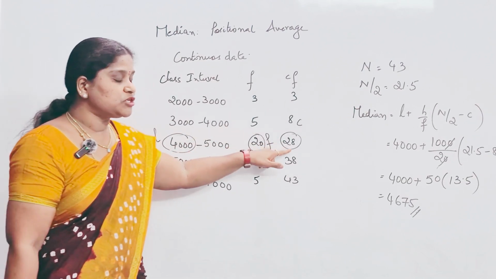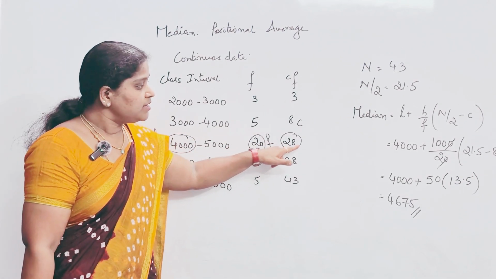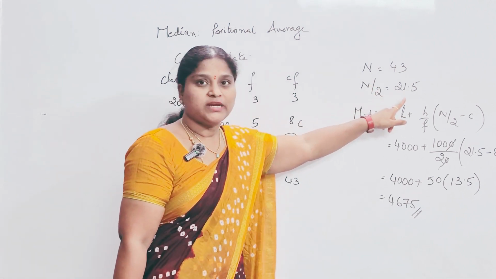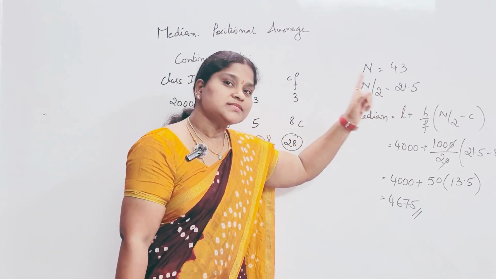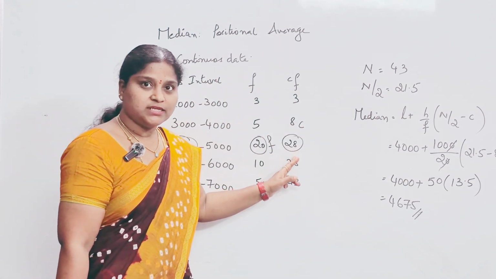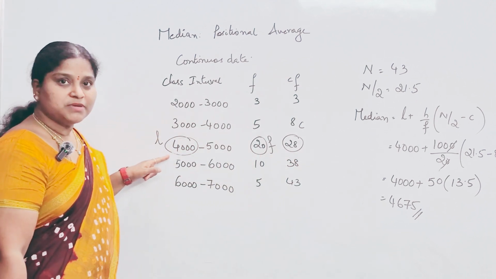Median class is determined by this value, and this value is obtained from n by 2. N by 2 is 21.5. So the value just greater than 21.5 in cumulative frequency is 28. So 28 determines the median class.